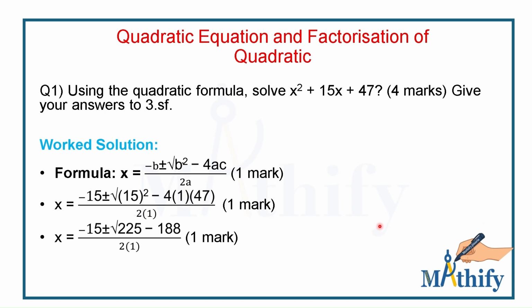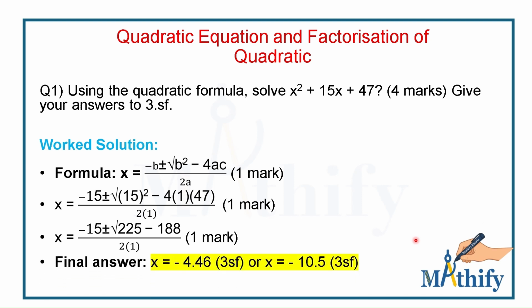Now we're going to have 2 values as our final answers. So we will break this down as x is equal to minus 15 plus square root of 225 minus 188 divided by 2, or x is equal to minus 15 minus square root of 225 take away 188 divided by 2. When we plug both scenarios into our calculator, we're going to have two values. x is equal to minus 4.46 to three significant figures, or x is equal to minus 10.5 to three significant figures. So these are your 4 marks secured.